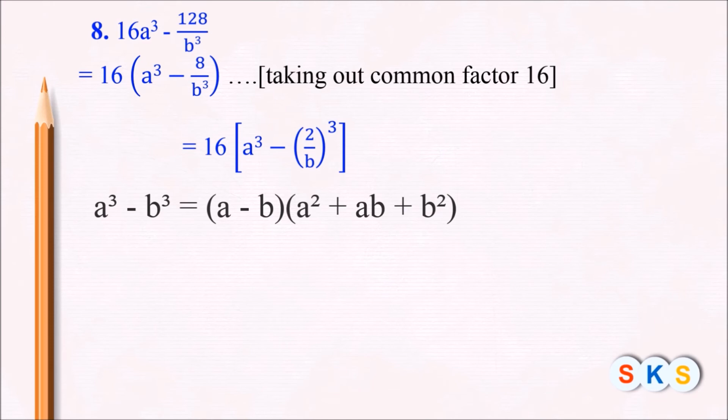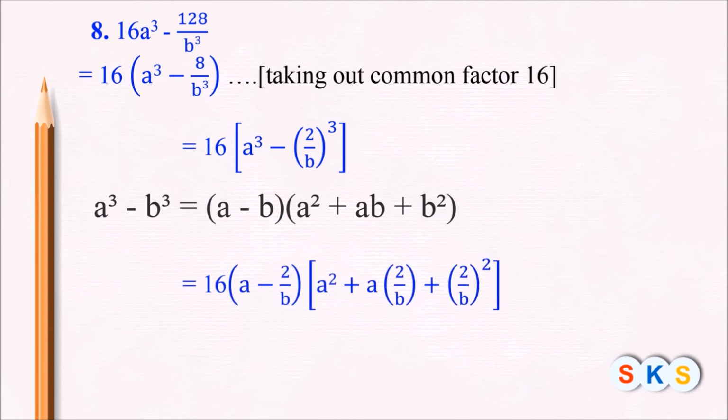Now we will substitute here the values of a and b. And what is the value of a over here? It's a, and the value of b is 2 upon b. You can see that I have substituted here the values of a and b in this formula, right? At the place of a we write a only, and at the place of b we write 2 upon b. You can see that I have substituted the values of a and b here also.